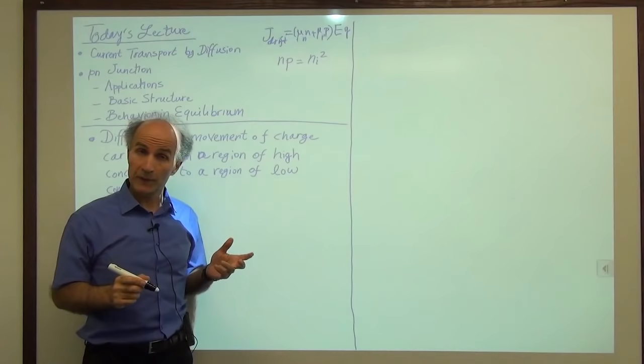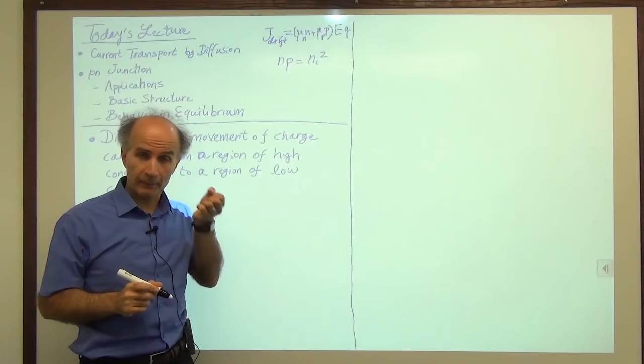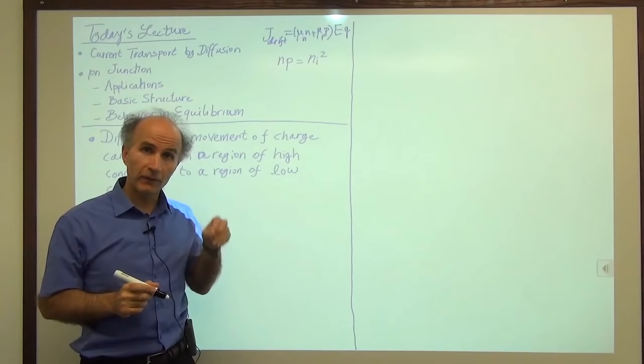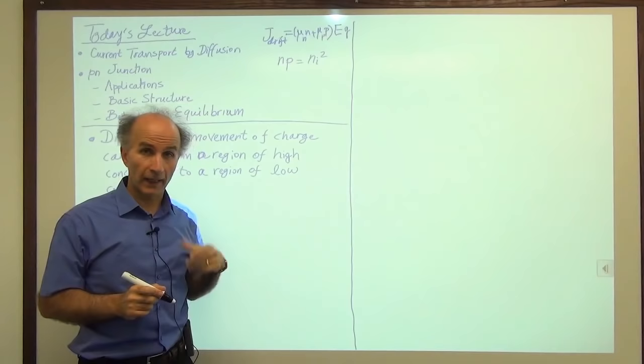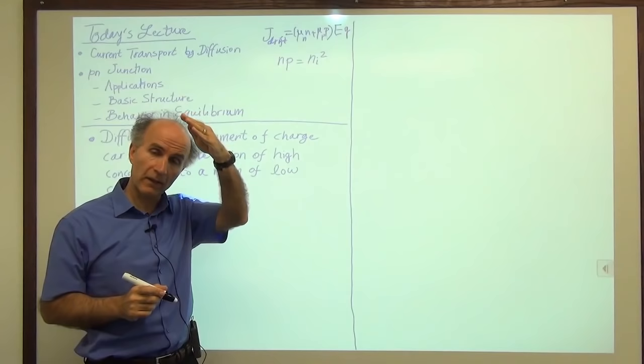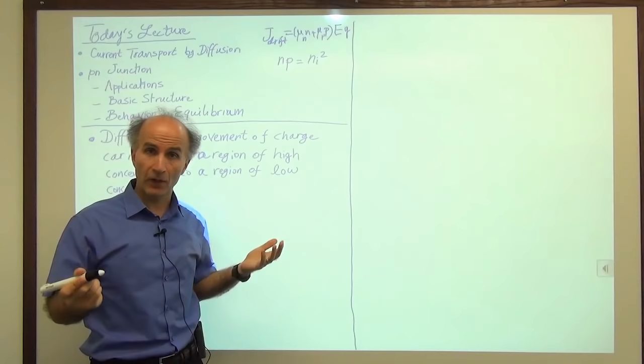So what we see is that if we inject charge, for example electrons, into a piece of semiconductor, then at the point of injection, we have a high concentration. And they don't want to stay there. They begin to diffuse away into the regions that have a lower concentration. And that's how you get a current, because the charge is moving from the high concentration region to the low concentration region. And that is current, because current is defined as the movement of charge.